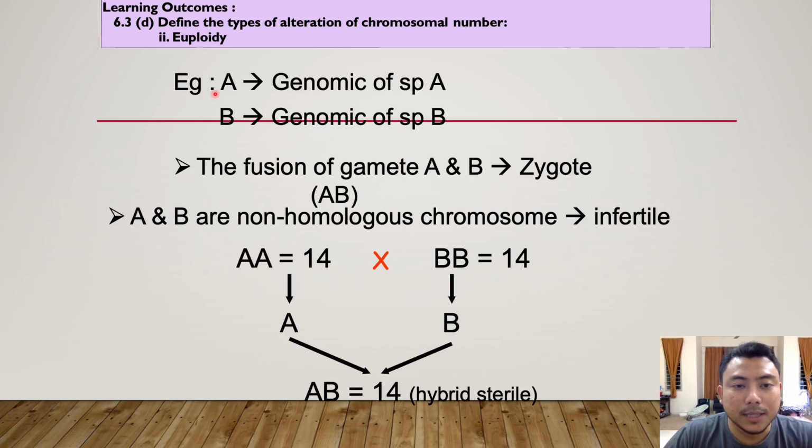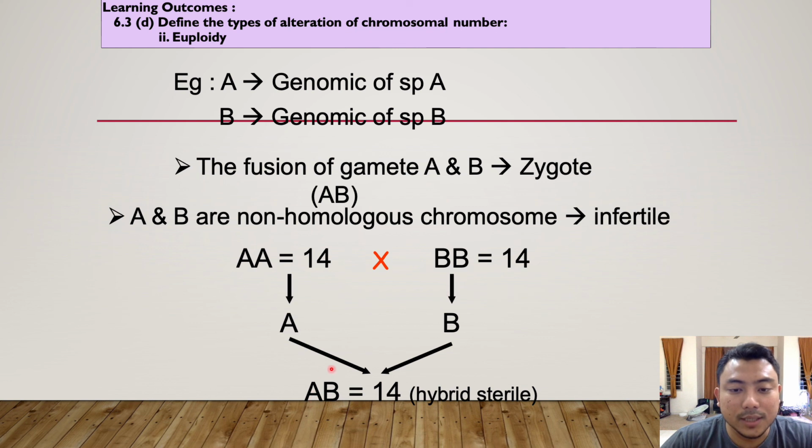Okay, for example here, A has the genome of species A, B has the genome of species B. The fusion of A and B, just like I've mentioned earlier, will give the zygote AB. So A and B are non-homologous chromosomes, hence they are infertile, maknanya tidak subur. So let's say organism A has 14 chromosomes, organism B juga ada 14 chromosomes. So haploid dia adalah 7 chromosomes. Haploid here is also 7 chromosomes. But do remember, these 7 chromosomes are from species A, and these 7 chromosomes are from species B.